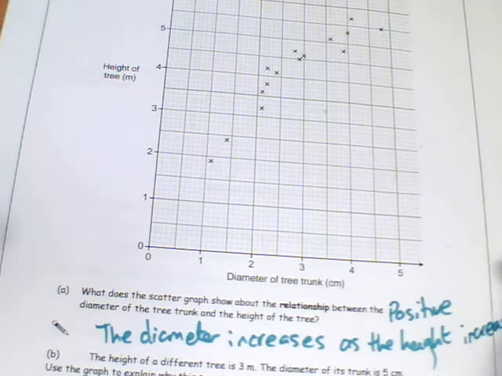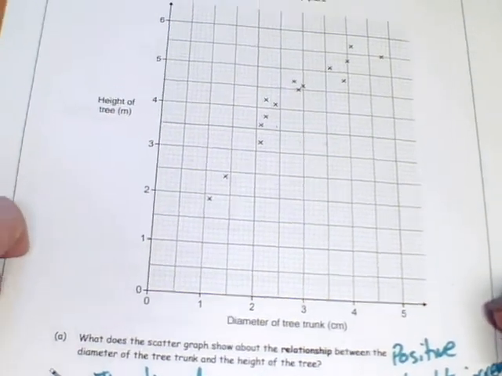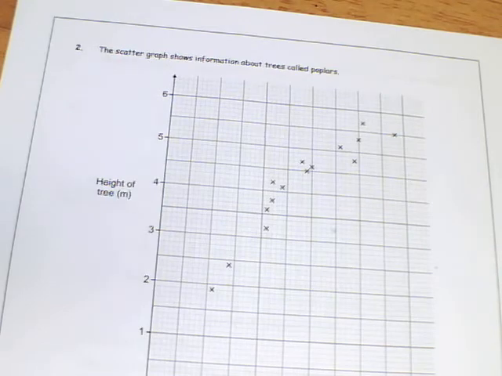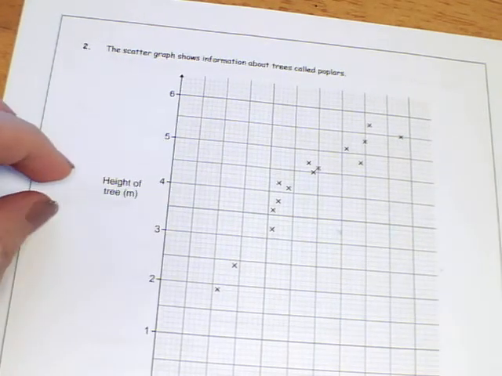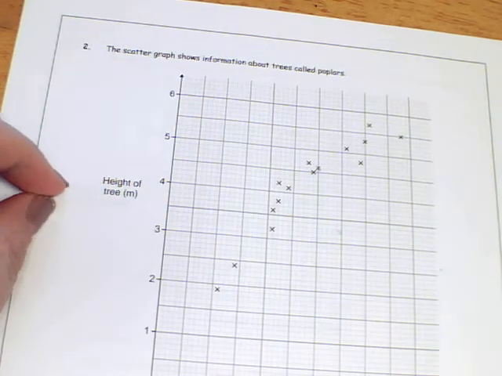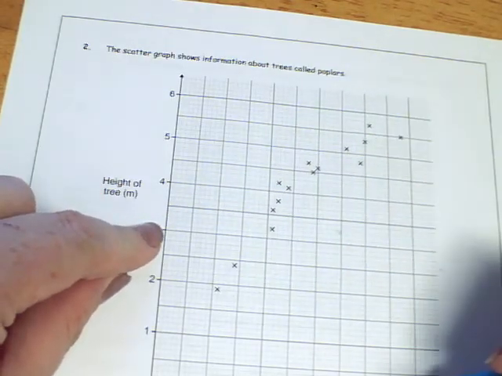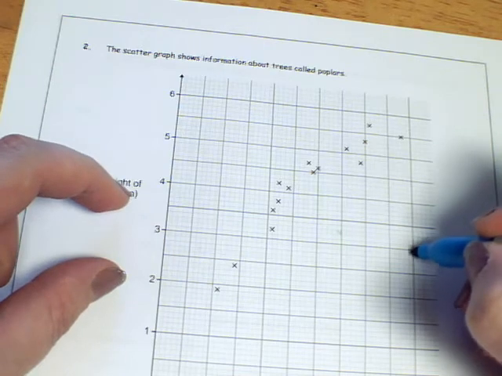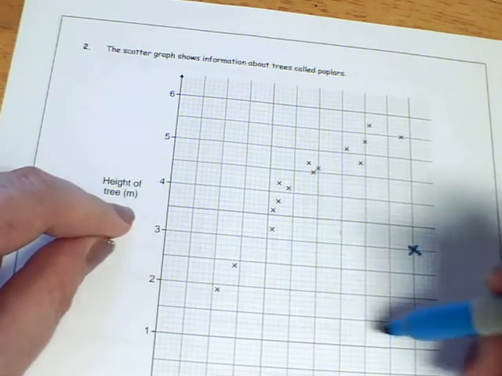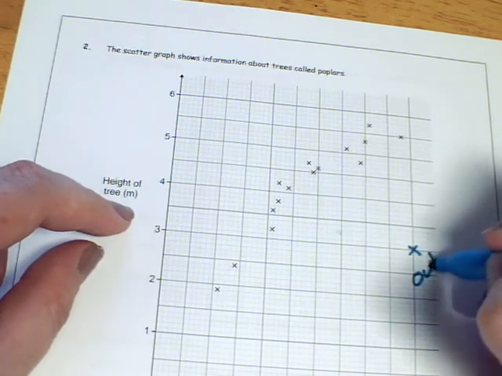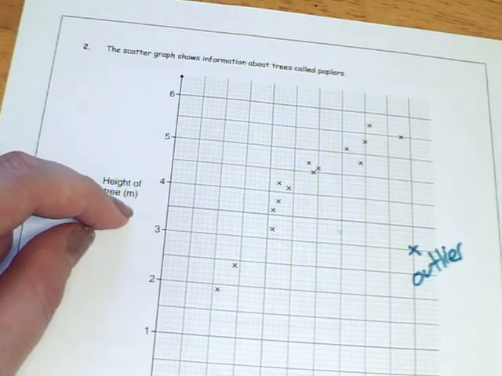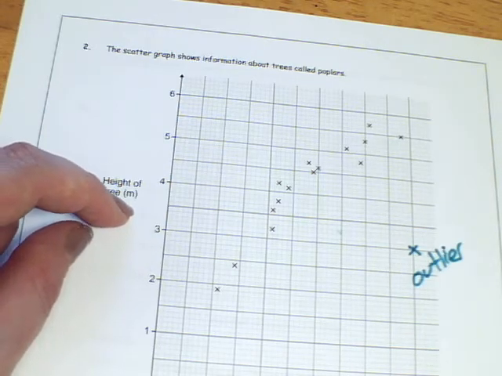The next part says the height of a different tree is 3 meters and the diameter is 5. Use the graph to explain why this is not likely to be a poplar. If we plot this on, it's got a height of 3 and its trunk diameter is 5. What again do we call this? We call this an outlier. So it's not going to be part of the poplar.